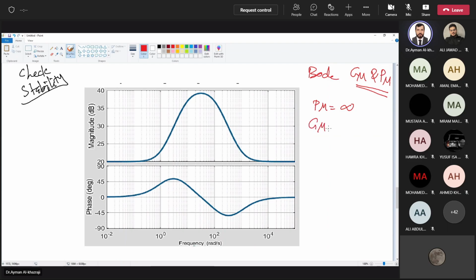Now, gain margin. Gain margin is at the phase crossover frequency. Is it crossing angle minus 180? So I can calculate the gain margin. Where is the angle minus 180? I don't have it, right? Yes, doctor. So what is the gain margin? Infinity. So system is stable or unstable?